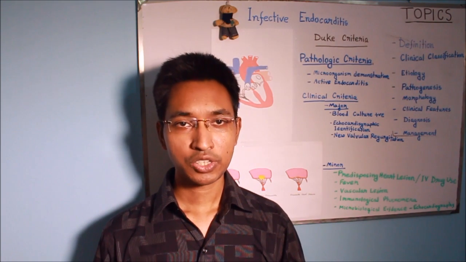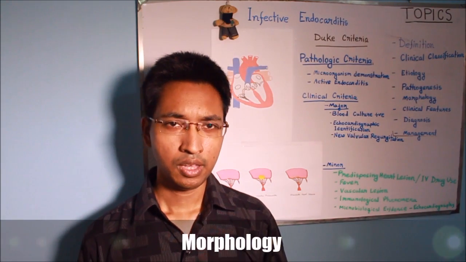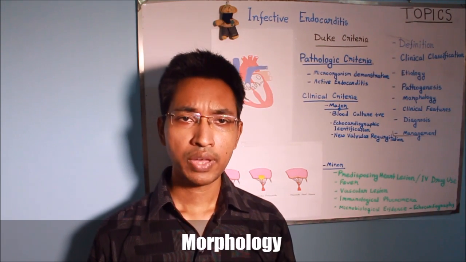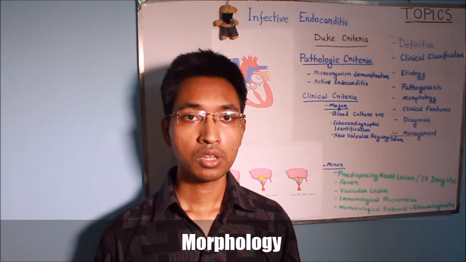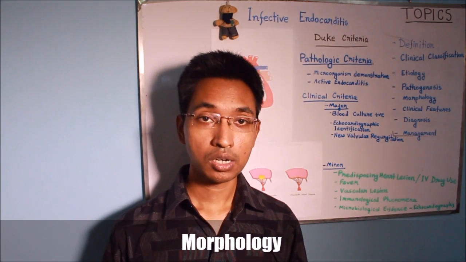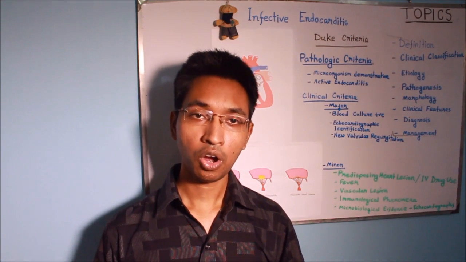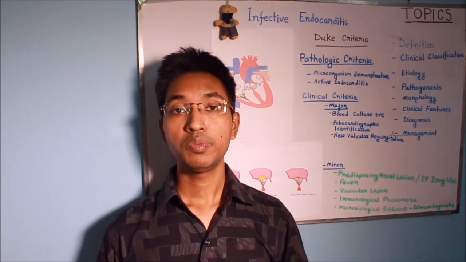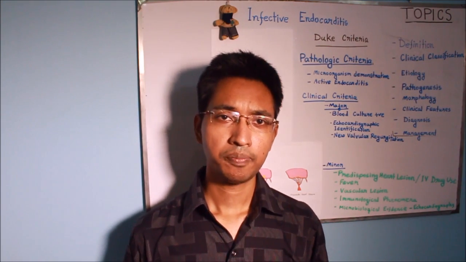We will start our discussion by talking about the morphology of infective endocarditis. Now always remember the classic morphologic feature in infective endocarditis is the presence of vegetations on the heart valve. Less commonly, vegetations may also occur on the mural endocardium as well. And we have already discussed what we mean by heart valve and mural endocardium in the previous video of this series.